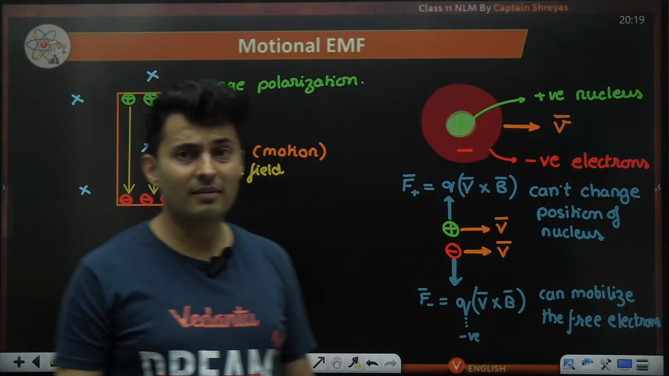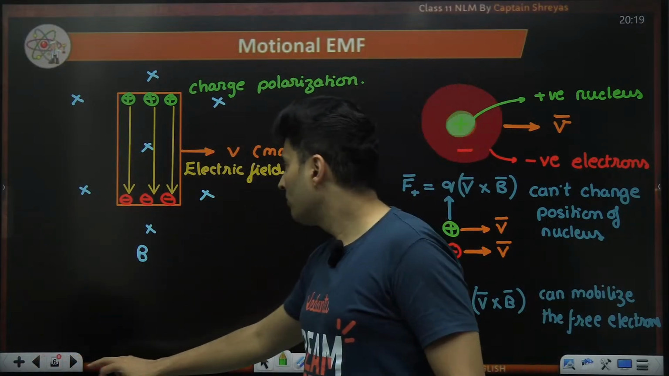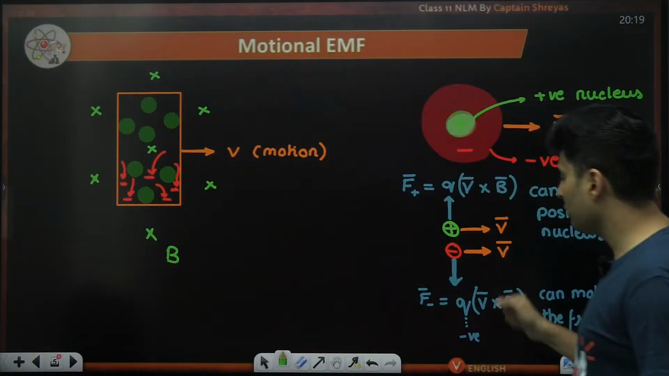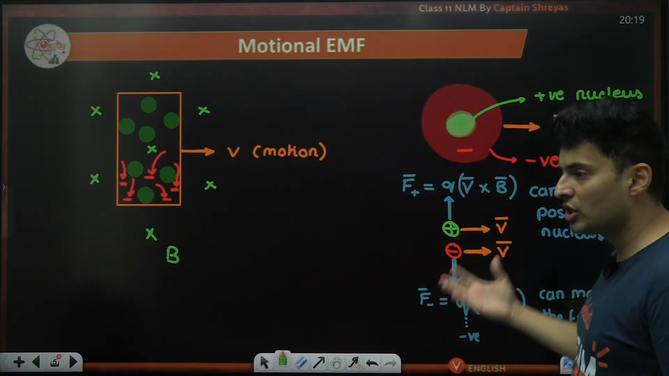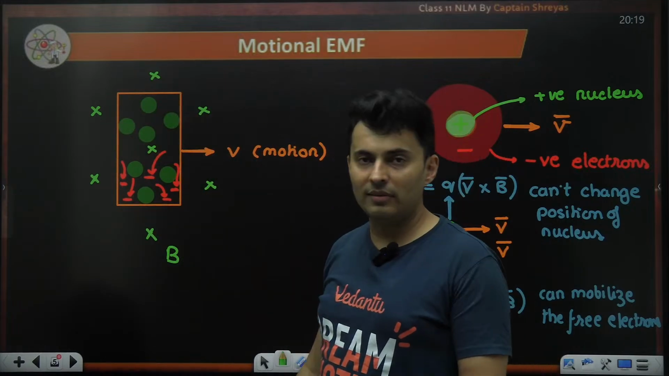Now, why is this electric field of particular importance? See, a lot of people think because of this magnetic force, all the electrons will eventually leave the respective atoms and accumulate on one side.